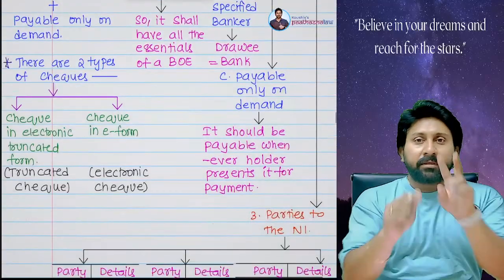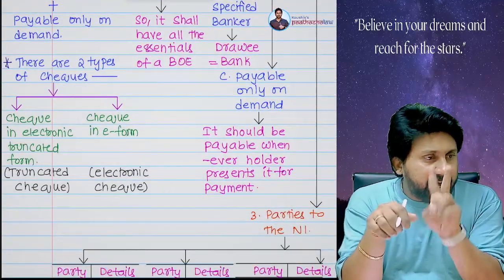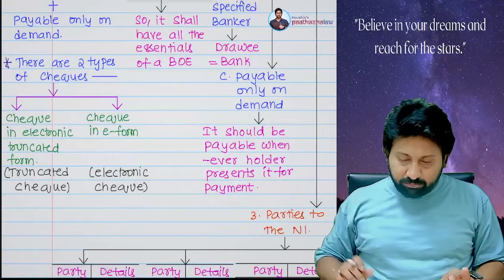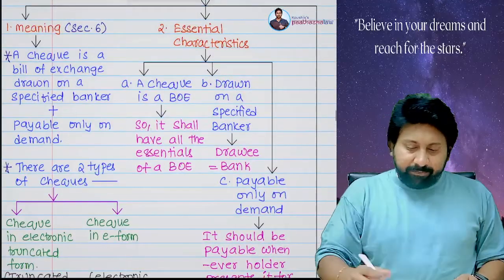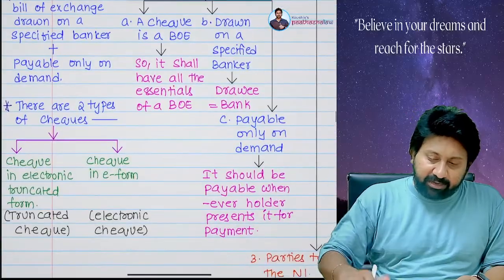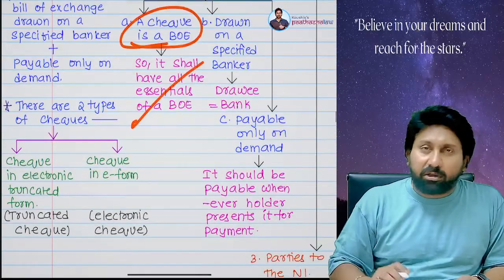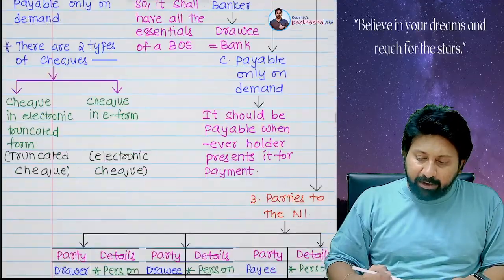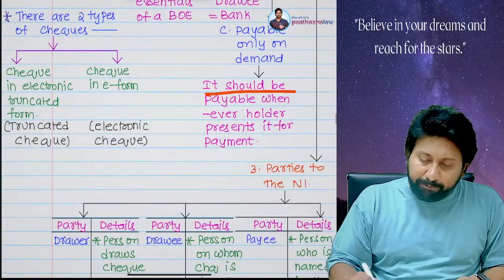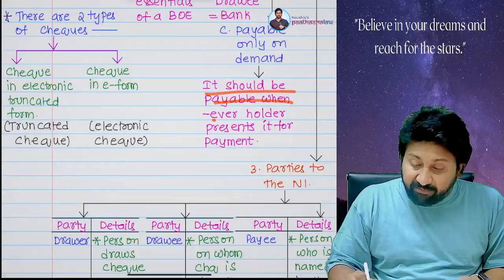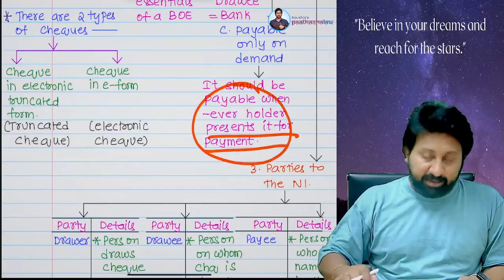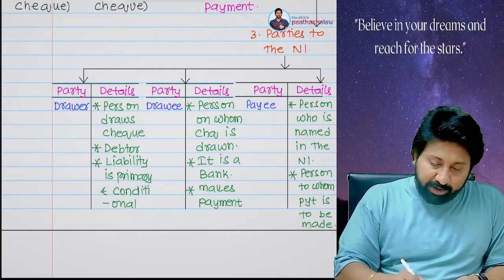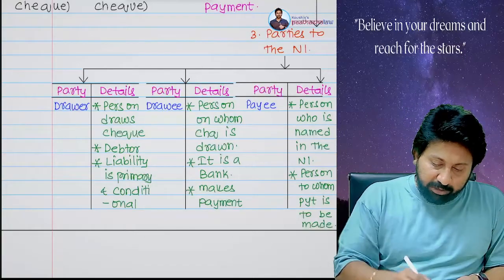Okay. There are two types of check: check in truncated form, and electronic check. Next, essential characters of a check. A check is a bill of exchange, so it will have all the essentials of a bill. Drawn on a specified bank, also called a drawee bank. Payable only on demand. It should be payable whenever the holder presents it for payment. Next, parties to a negotiable instrument.